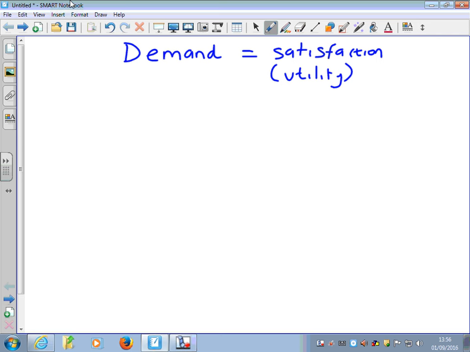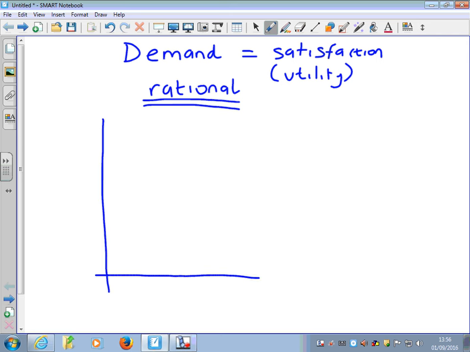Okay, now what we assume is that customers are rational. All rational means is that you will demand the things that you think give you the most satisfaction. Now let's take a really simple example of demand. When we draw a demand curve, we have price on the vertical axis and quantity on the horizontal axis. So the demand curve basically looks like this, and we'll call it D1.